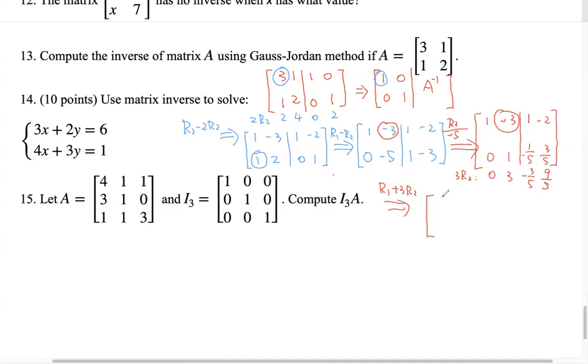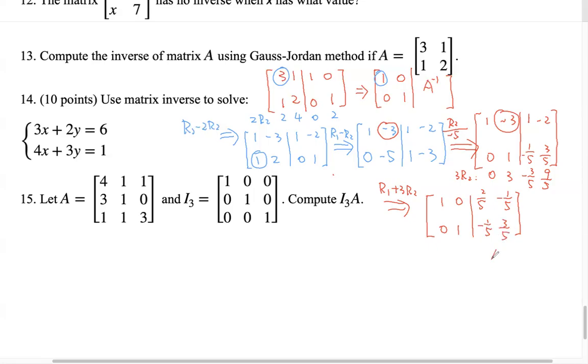So R1: 1 plus 0, 0; negative 3 plus 3, 0; 1 plus negative 3 over 5, well, that's 2 over 5. Negative 2 plus 9 over 5, that's negative 1 over 5, right, because negative 2 can change to be negative 10 over 5. Negative 10 plus 9 would be negative 1. And the second row, 0, 1, we just rewrite it: negative 1 over 5, 3 over 5.